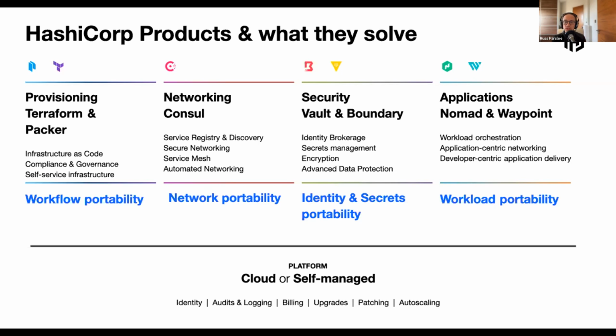So we've got workflow portability there because we appreciate that there is no one size fits all, and people have workloads literally in every kind of combination of technology that you can imagine.